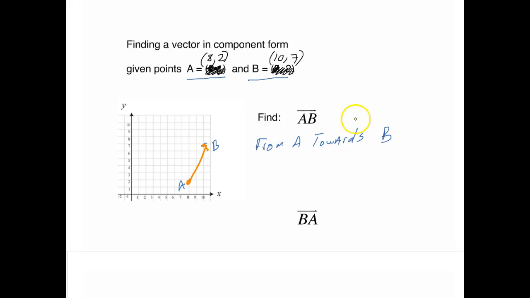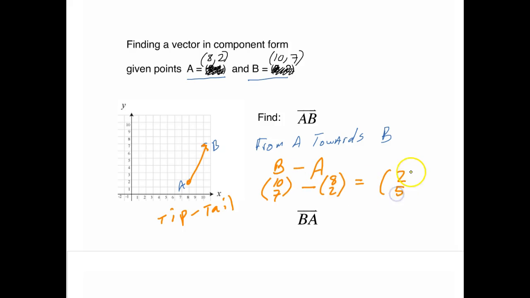Now the way you find this vector in component form is actually very simple. The trick here is tip minus tail. So if you do tip minus tail, remember that the tip is right here, the arrowhead is. So that's B minus the tail, which is right here, A. And all you do is get the corresponding parts. So B is the point 10, 7. A is the point 8, 2. And then you just subtract the corresponding parts. So 10 minus 8 is 2. 7 minus 2 is 5. And that's component form of the vector AB.